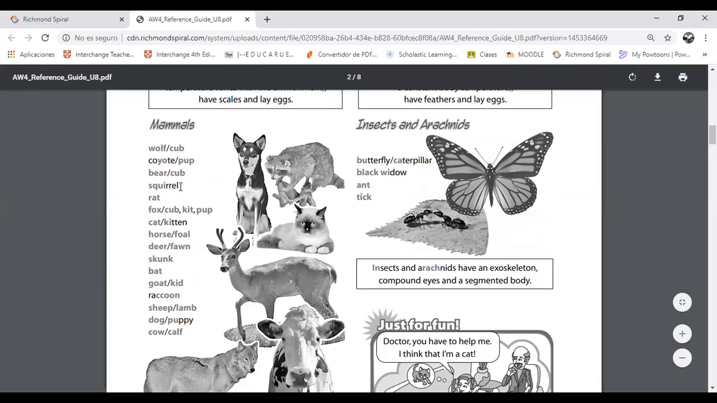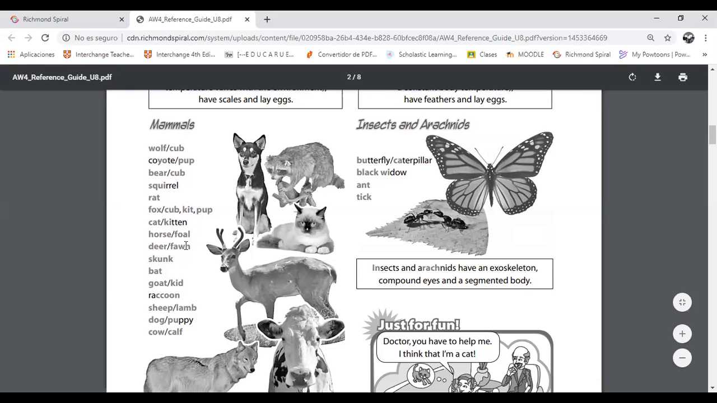Squirrel, rat, fox, cub, kid, pup. Different names for the baby fox. Cat, kitten, baby cat. Horse, foal, this is the baby horse.